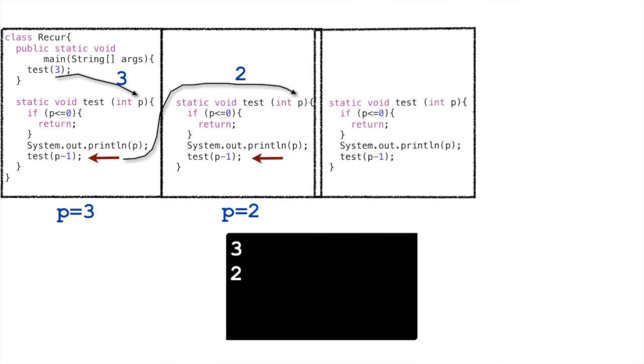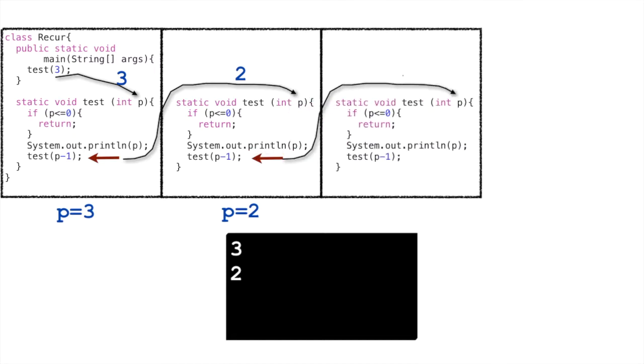With p equals 2, you check the base case. P is not less than or equal to 0. Therefore, the execution jumps to System.out.println. You are printing p, which is currently 2. 2 is printed on the terminal. Now you are calling the same method test with p minus 1. 2 minus 1 is equal to 1. Therefore, 1 is passed in this recursive call.